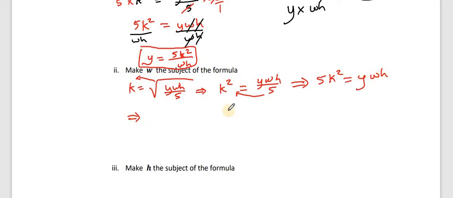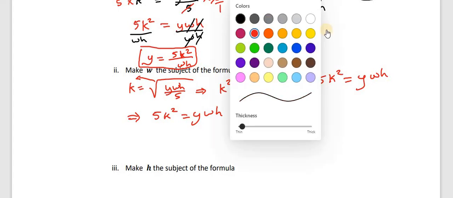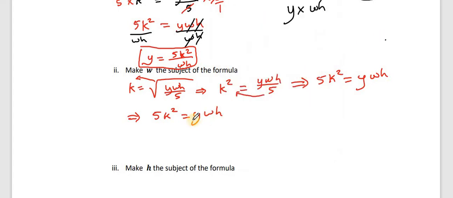What's my next step now? I want to find what? Make W the subject, right? Alright, so we're going to divide by what? YH. Right. So we're going to divide collectively by YH.